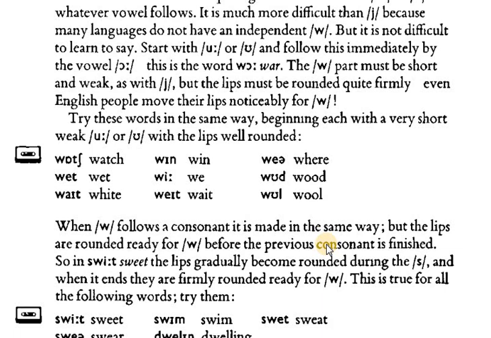For example, in the word sweet, if you notice, the lips are rounded when I haven't yet finished producing the s. So the lips are rounded, ready for the w, before the previous consonant is finished.